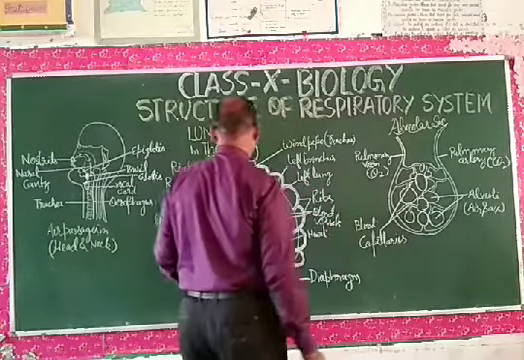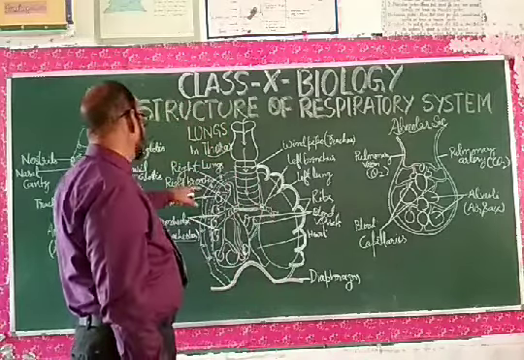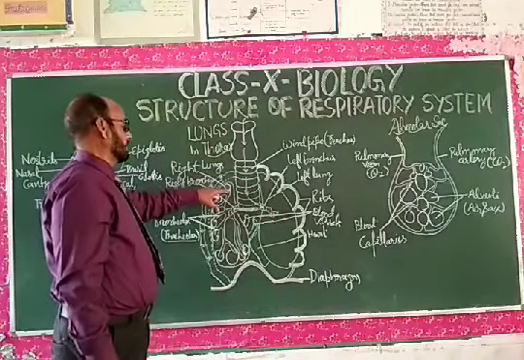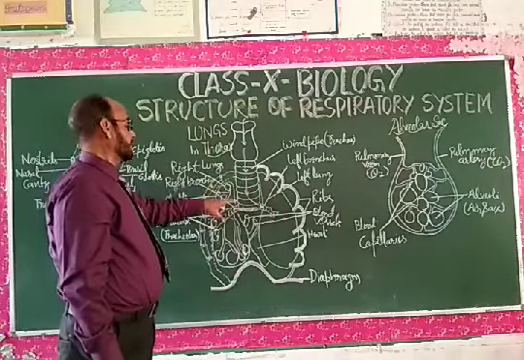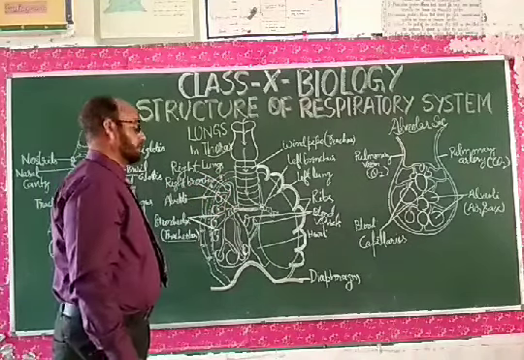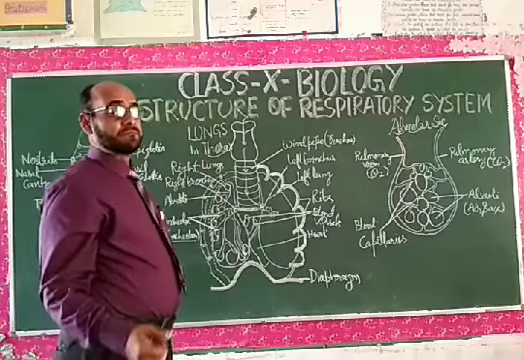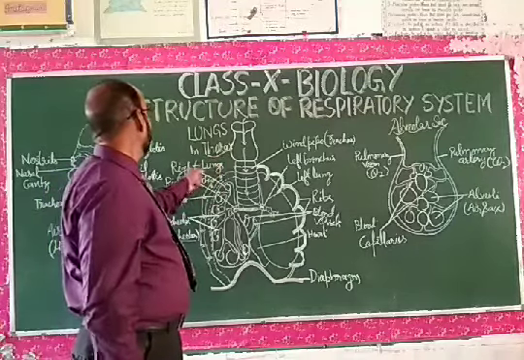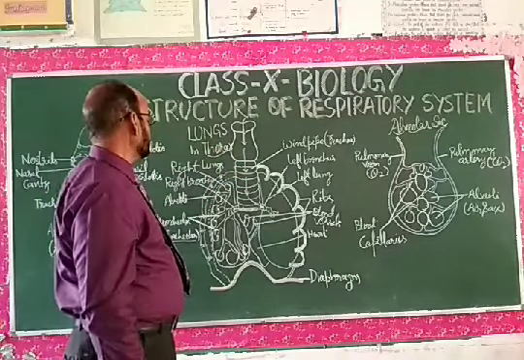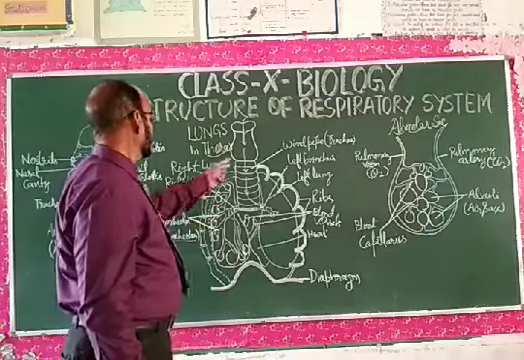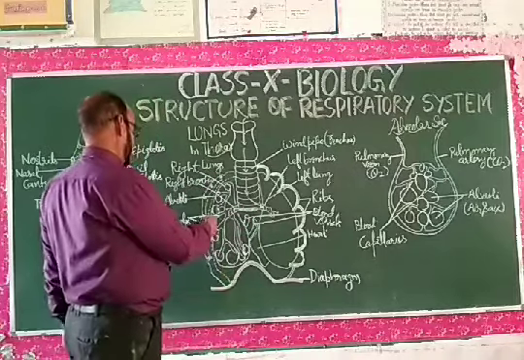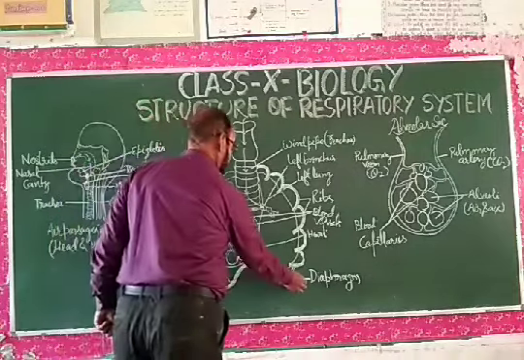These are the blood vessels. Therefore, students, this is the diagrammatic representation of the respiratory system of human, which is well advanced and known as lung, right lung and left lung. That is supported with the rib cage and diaphragm.